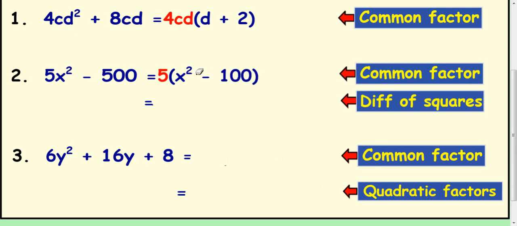Okay, now looking at this, x squared take away 100, that looks like the difference of 2 squares. We've got a square number here, a takeaway, and an x squared. So I'm going to leave my 5 at the front, then I'm going into my double brackets. x times x gives you x squared. 10 tens make 100, and the plus and minus allow the middle x terms to cancel each other out to leave us with that.